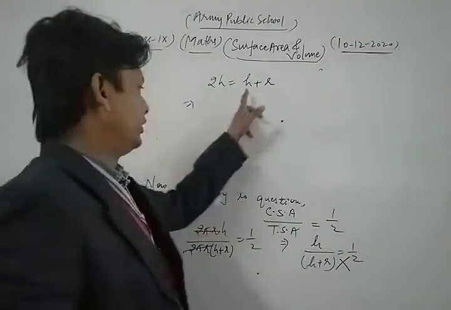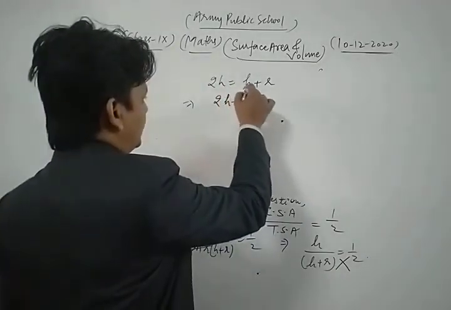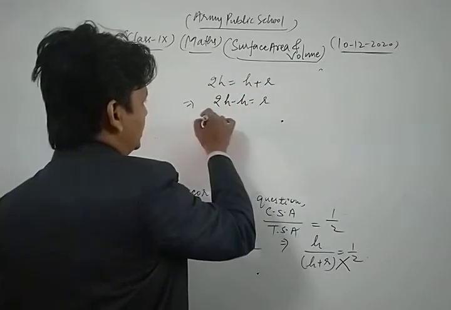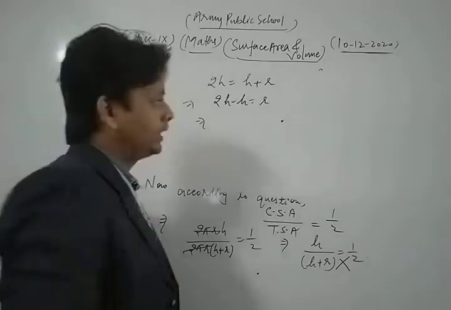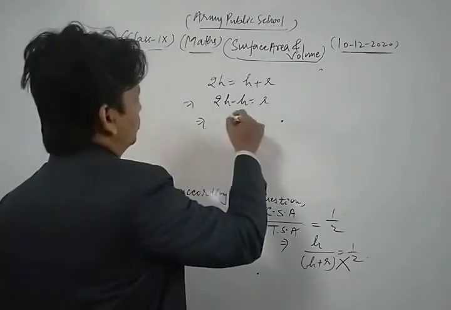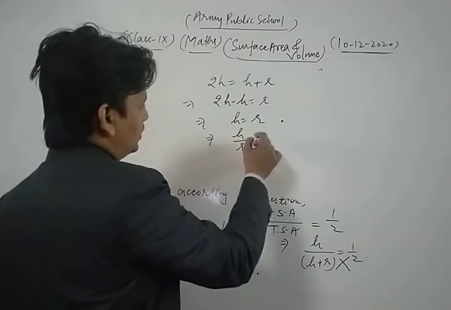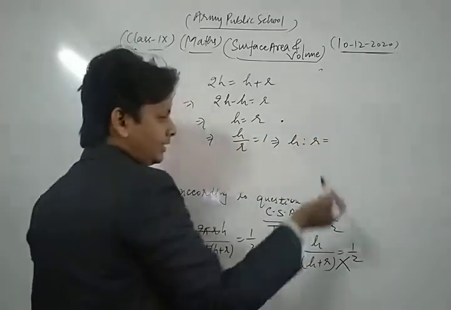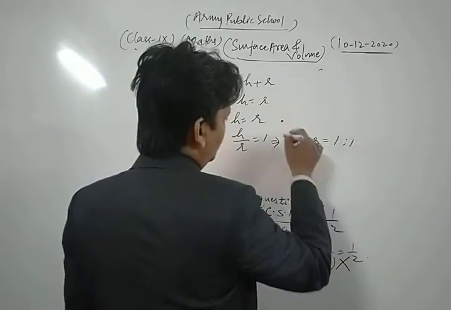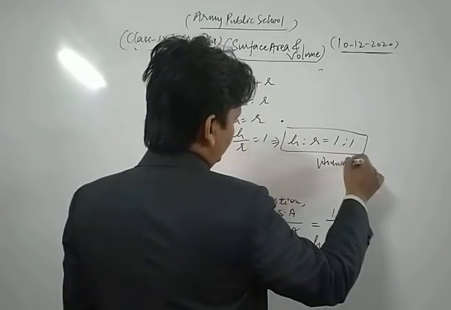Now we transfer h to that side, so we get 2h minus h is equal to r, that is 1h. So h is equal to r, thus we get h upon r is equal to 1. So the required ratio of the height and the radius of the cylinder is 1:1. This is our required solution of the given question.